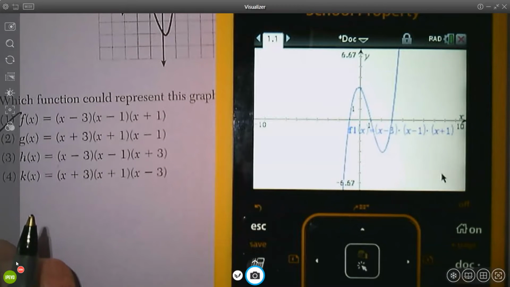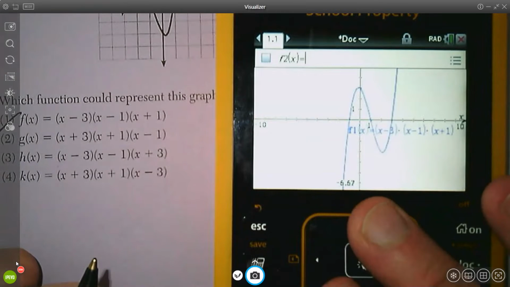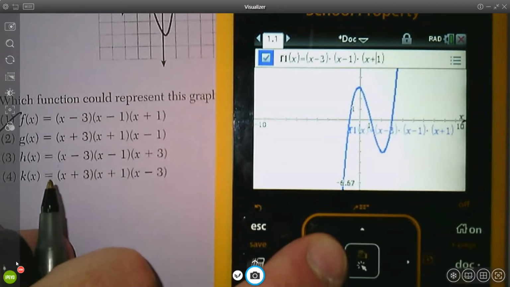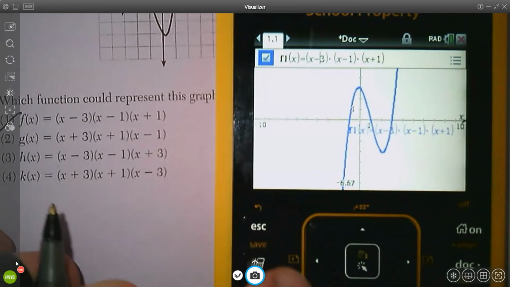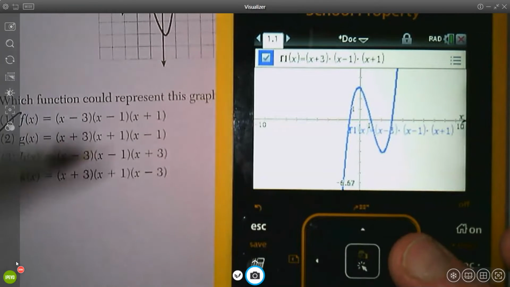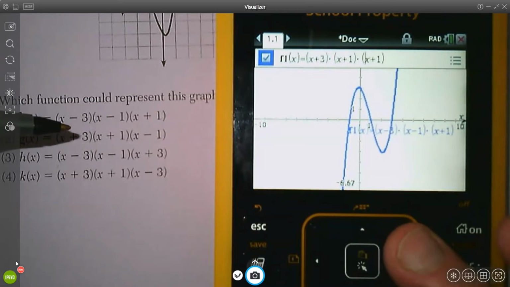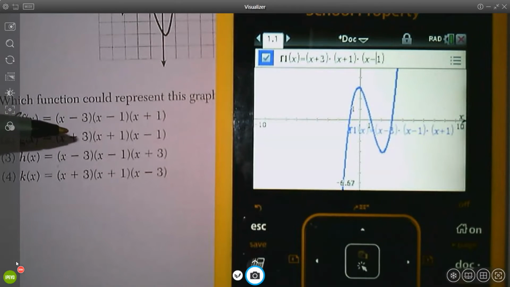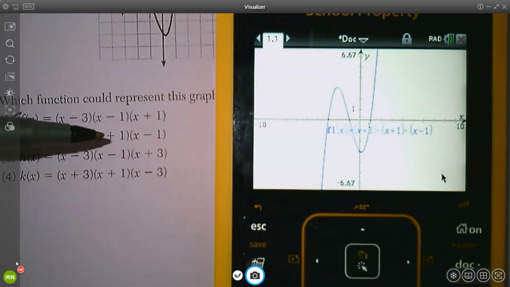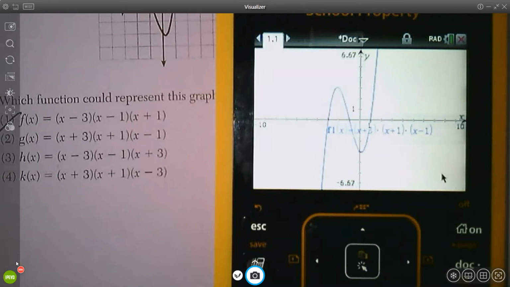If I do the same thing, menu, go back, and we're just changing some signs here. So this is now x plus 3, x plus 1, and x minus 1. This sure looks like it. Let's add the table to double check.